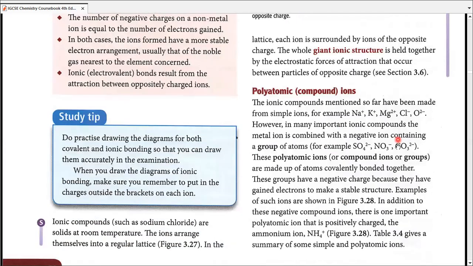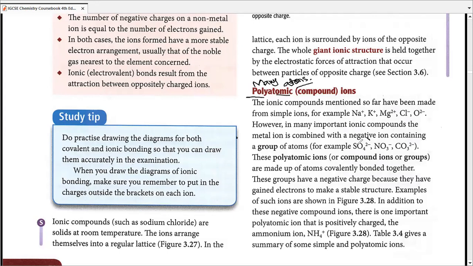Now, sometimes ionic compounds consist of polyatomic ions. We also call them group ions or compound ions. There are many names, so all of the names are written in bold over here. Simple ions consist of one atom only. Polyatomic ions, as the name suggests, poly means many and atomic means atoms. So it's pretty easy to understand. An ion that is made up of many atoms.